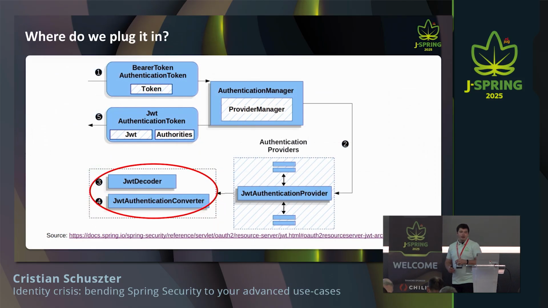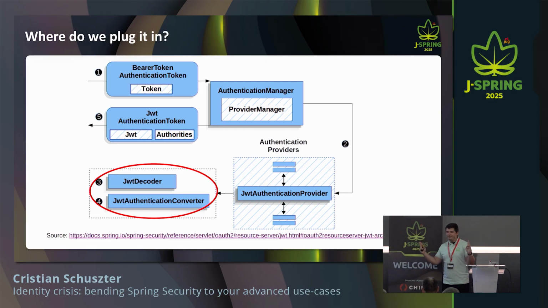So an interesting way of doing it is if you look at the way the server side, the resource server authentication works. This is a nice diagram from the Spring documentation, which says that I'm sending my bearer token, and my authentication manager gives me back a JWT. But before that, there's this place called the JWT authentication provider that uses two different beans, the decoder and the authentication converter. The decoder is very simple.